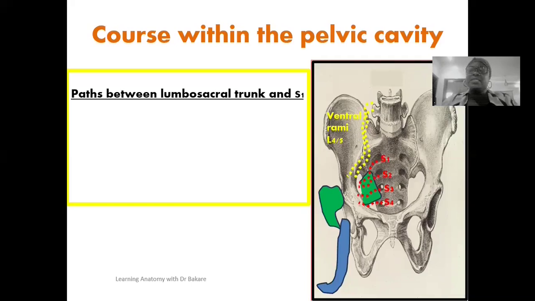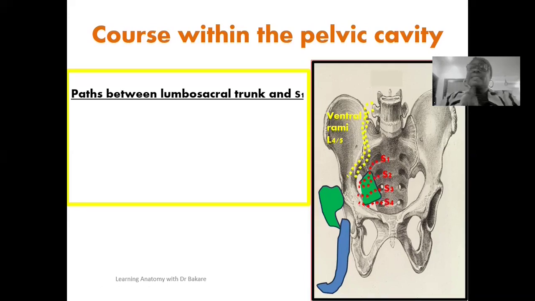So the sacral plexus is seen to be created around the posterolateral region of the pelvic cavity. And this is what is highlighted here in this image. So you have the lumbosacral trunk here highlighted in dotted yellow at the superior edge, where at the inferior edge, you have the ventral rami of S1 to S4.